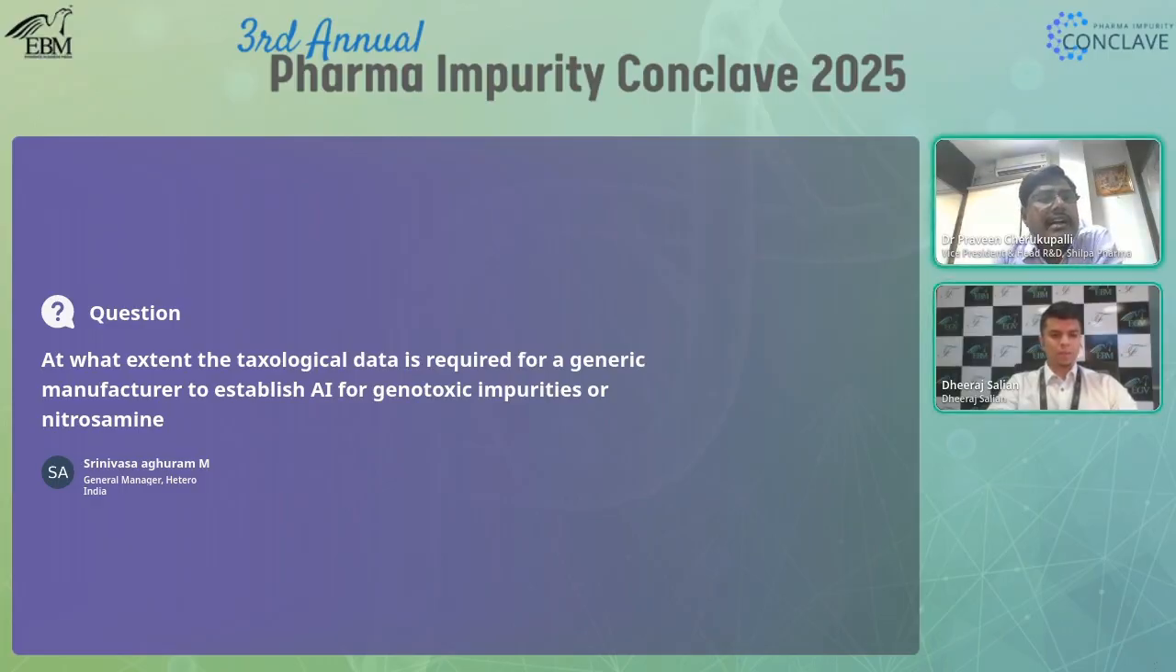At what extent is toxicology data required for generic manufacturers to establish AI for genotoxic impurities or nitrosamine impurities?